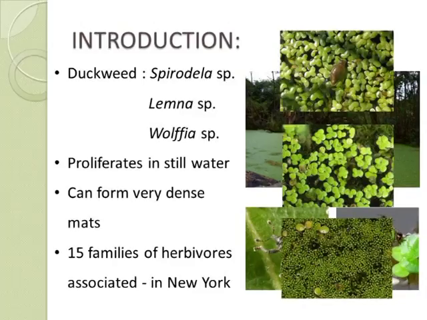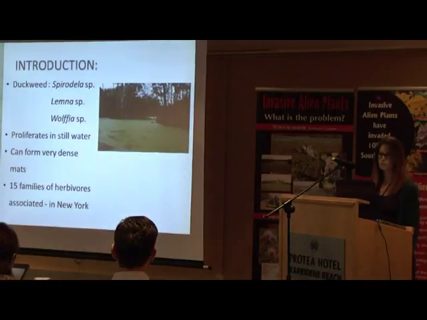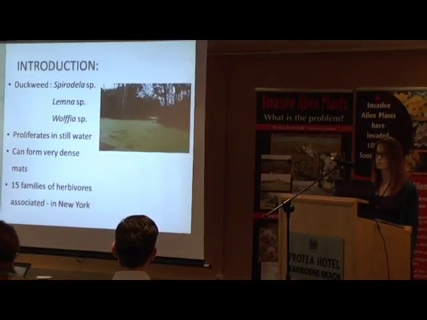So just to introduce duckweed, it is a general term given to three different species of floating macrophyte in the Lemnaceae family. For my project, I'm looking at them as a whole rather than trying to separate individual species because they become very intertwined in these areas. It proliferates hugely in still water and can form extremely dense mats.